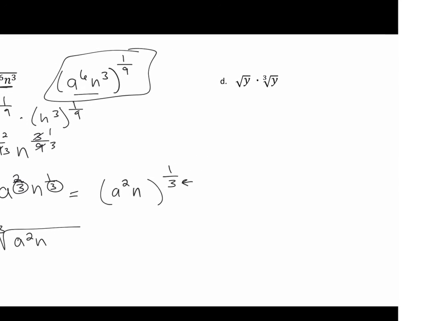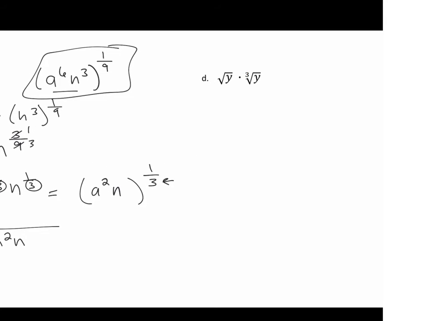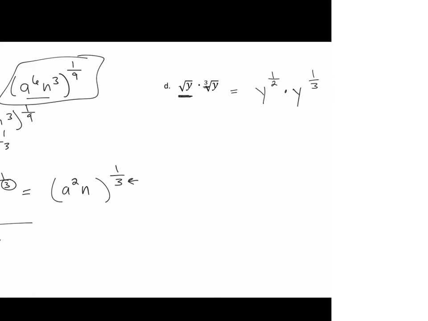For D, I want to change these to rational exponents, so the square root will be 2 in the denominator of the exponent, and a cubed root will be 3 in the denominator of the exponent. So this is going to be a product rule here. Multiply the same base, keep that base, and add the exponents together.